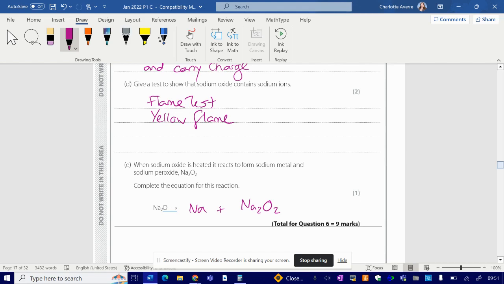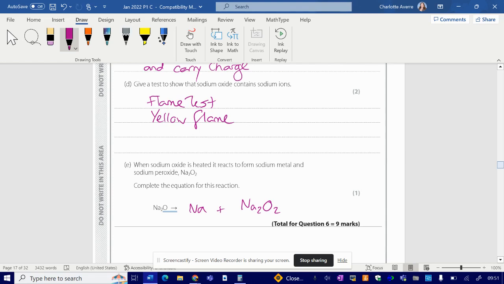We've got 2 sodiums on the left, 3 sodiums on the right. Now, that isn't necessarily an obvious and easy thing to balance because 2 and 3 are not factors of each other. So just for a second, I am going to consider the oxygen first this time.